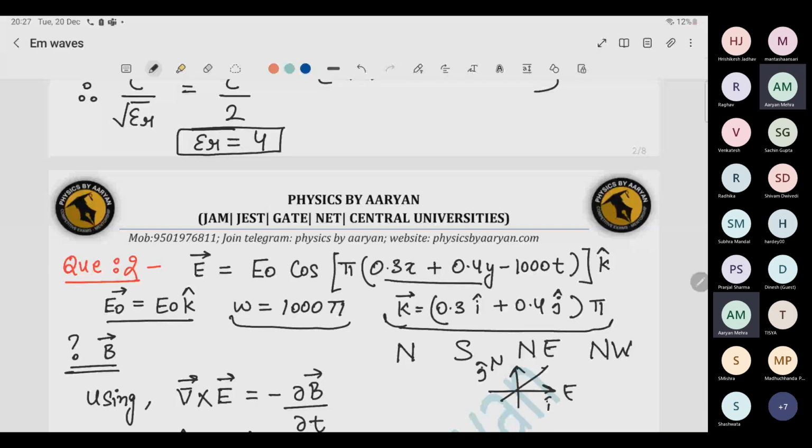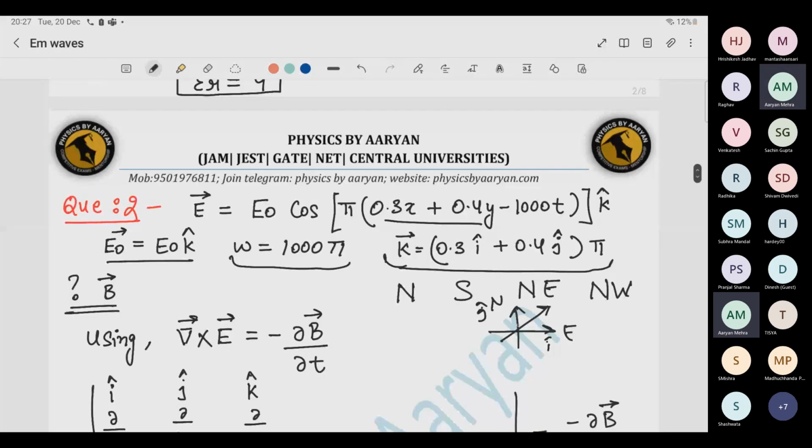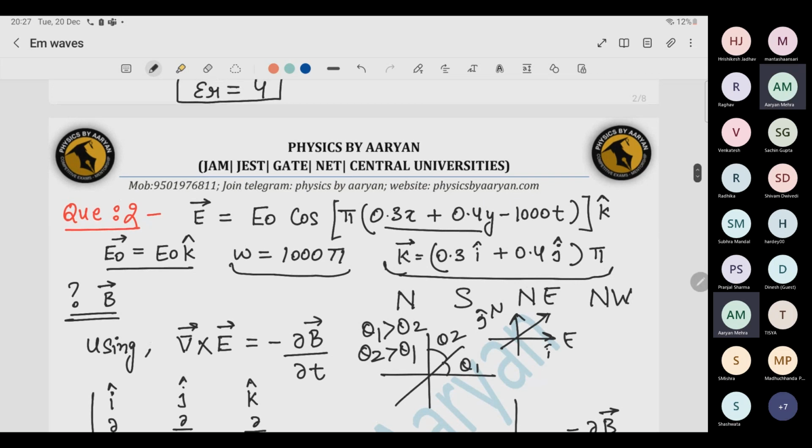The second thing I want you to answer is, let's say these are two angles. This is theta 1 and this is theta 2. So is theta 1 bigger than theta 2 or theta 2 bigger than theta 1? Sorry, let me redo this: this is theta 1, that is theta 2. Which one is bigger? Not from my diagram, but from the equation, which one is bigger?